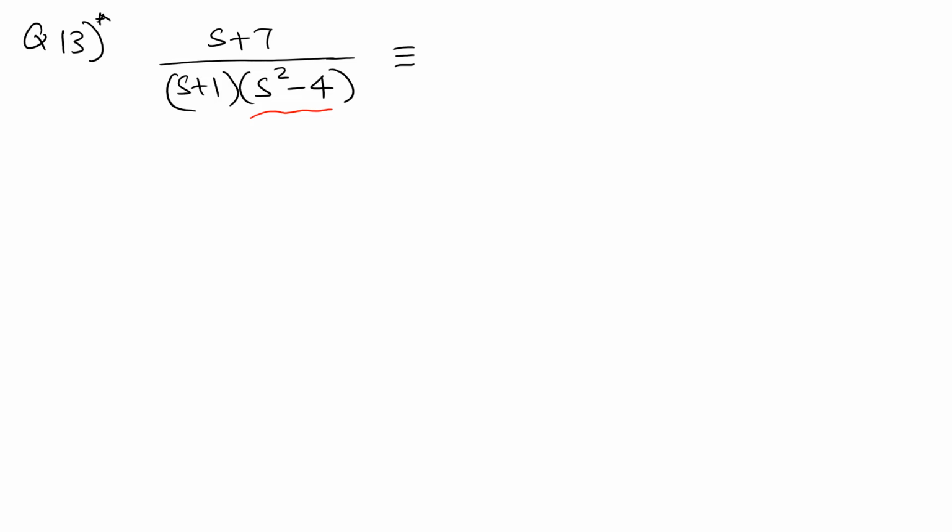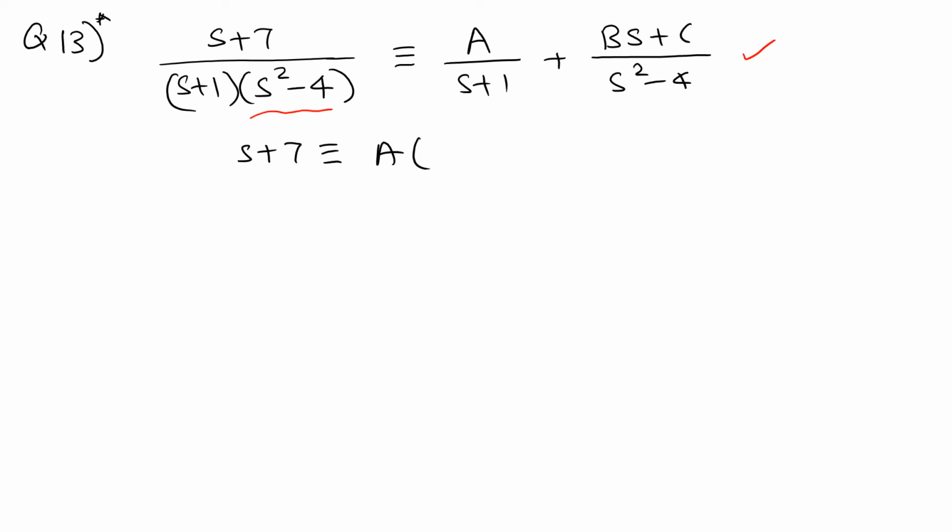So we write it the standard way, A over s plus 1, and for the other term we leave it like that. We do not factor. We write s squared minus 4. It's degree 2, which means the numerator has to be degree 1, so Bs plus C. The goal is to find A, B, C, and after that it is like a regular problem. We multiply both sides, so you get s plus 7 identical to A times s squared minus 4 plus Bs plus C times s plus 1. Then we're going to use the hybrid technique.